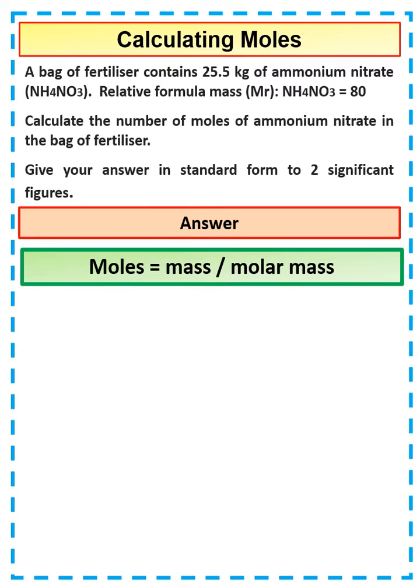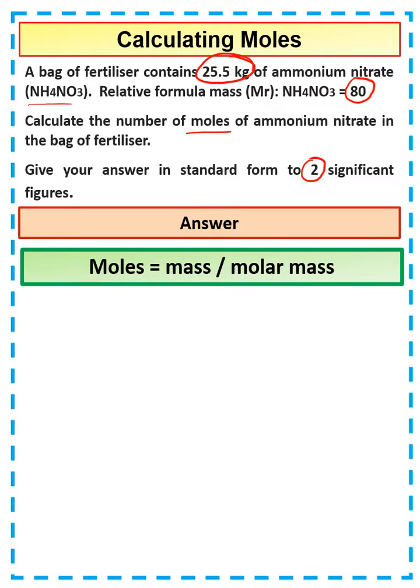So we're just going to have a very quick look at how we do another calculation involving moles. We're starting off with a bag of fertilizer containing 25.5 kilograms of ammonium nitrate. It's given us the relative formula mass for it, which is 80. Calculate the number of moles of ammonium nitrate in the bag of fertilizer. Give your answer in standard form to two significant figures.